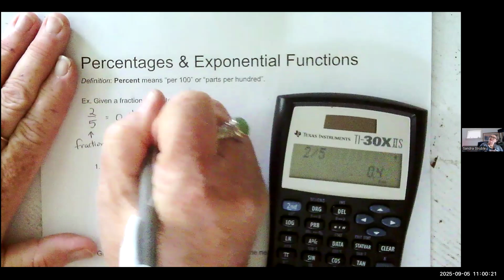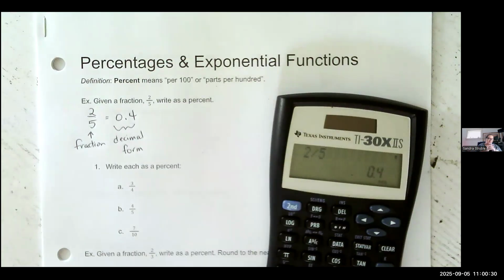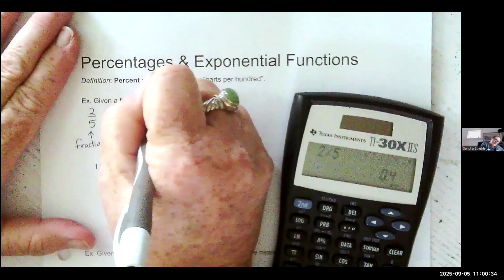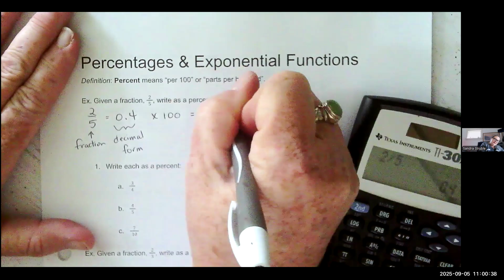And to change to a percent, you can't go straight from a fraction to a percent. You're going to have to change it to a decimal first. And then anytime you need to change a decimal to a percent, you're just going to multiply it by 100 and add a cute little percent sign.